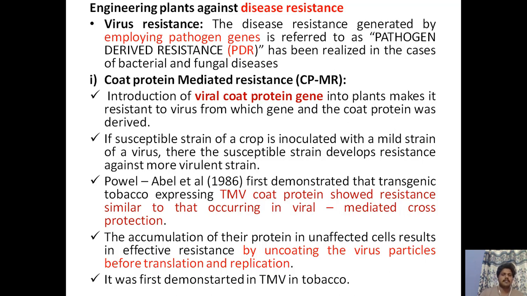Powell, Abel et al. have first demonstrated this with the TMV coat protein, which showed resistance similar to that occurring in viral mediated cross protection. The accumulation of the coat protein in unaffected cells results in effective resistance by uncoating the virus particles before translation and replication. When a virus enters, it will replicate, and protein synthesis also happens: replication, transcription, translation happen, and all viral particles are released. So they are going to stop those. It was first demonstrated in TMV.